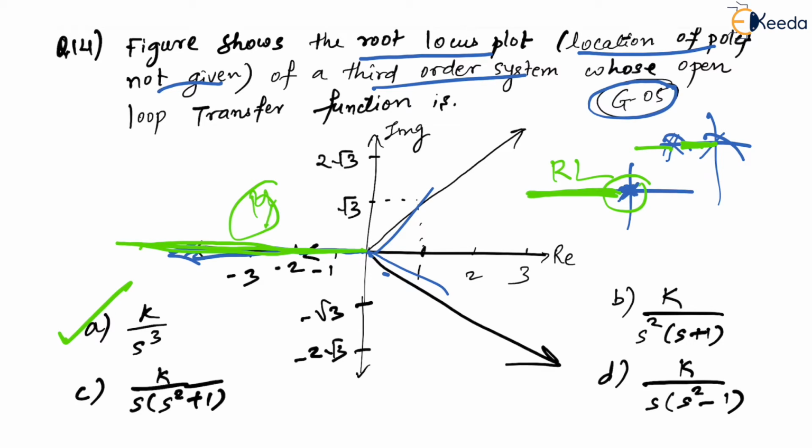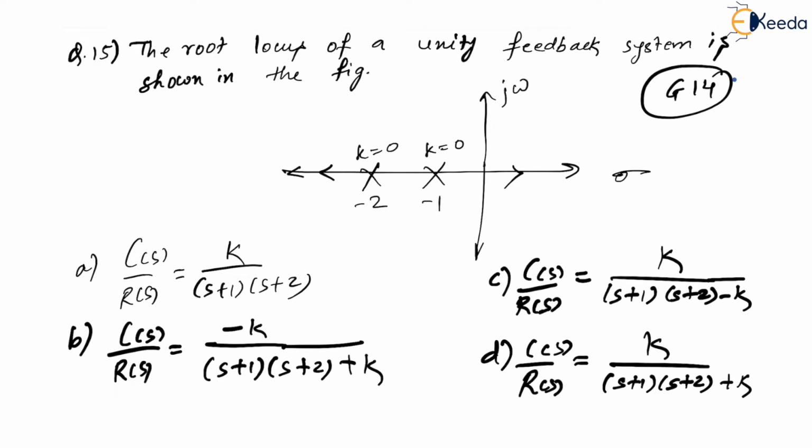Now we will try to see some more problems based on the same. Yes, this is a GATE 2014 question. Now see, the root locus of a unity feedback system is shown in the figure, and they have asked you the closed loop transfer function. Let me write it. Closed loop transfer function is what they are asking.